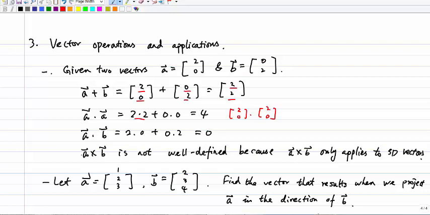So how about A cross B? The cross product here is not well defined because A cross B only applies to 3-dimensional vectors.